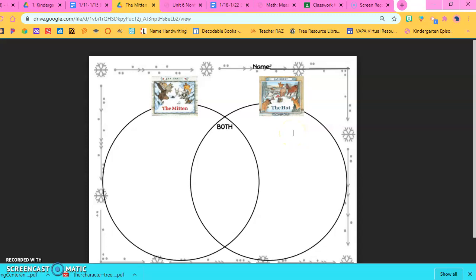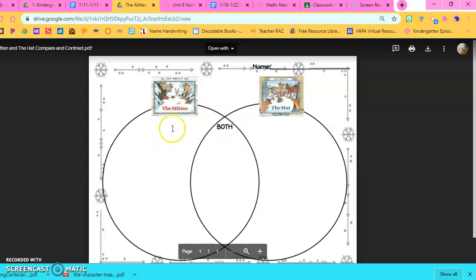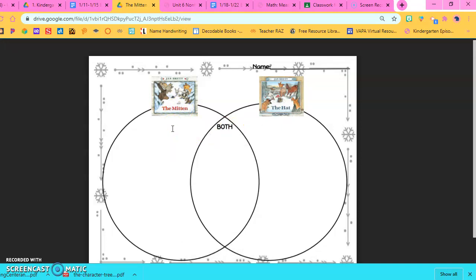Also, there's a real big difference because what item is in The Hat that they're using and talking about? The hat, right? So you could write hat and the word is right here on the book, or you can draw a picture or both. And then over here for The Mitten, what were the animals using or talking about? The mitten, right? So the word mitten is right here on the book as well, and you could also draw a picture with that.